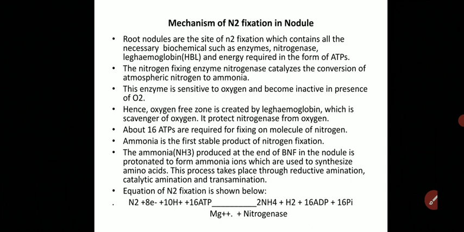Now how is ammonia assimilated, or how is uptake of ammonia done by the plant? This ammonia, that is NH3, produced at the end of biological nitrogen fixation in the nodule, is protonated to form ammonium ions, that is NH4+, which are used to synthesize different amino acids. And this process takes place through reductive amination, catalytic amination, and transamination.